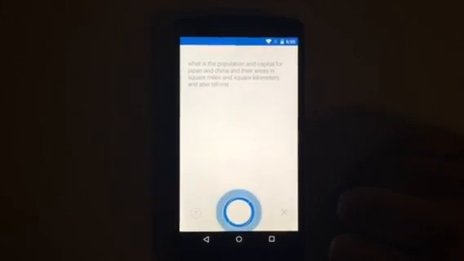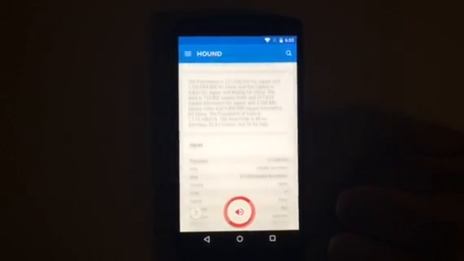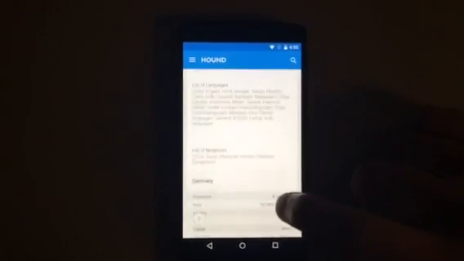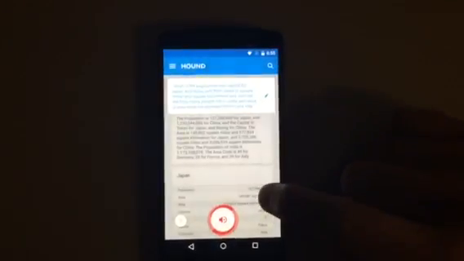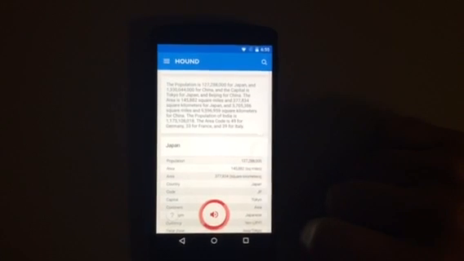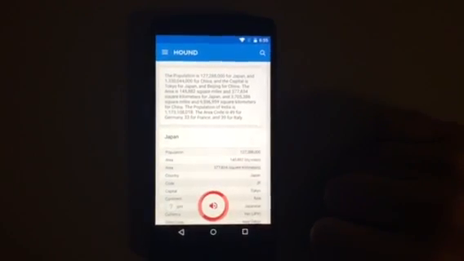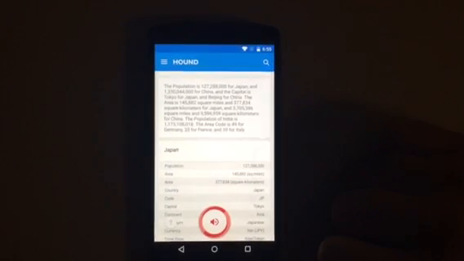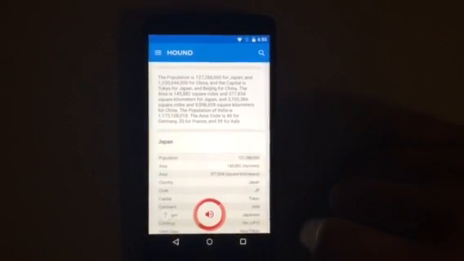kilometers? And also tell me how many people live in India and what is the area code for Germany, France, and Italy? The population is 127,288,000 for Japan and 1,330,044,000 for China, and the capital is Tokyo for Japan and Beijing for China. The area is 145,882 square miles and 377,834 square kilometers for Japan, and 3,705,386 square miles and 9,596,959 square kilometers for China. The population of India is 1,173,108,018. The area code is 49 for Germany, 33 for France, and 39 for Italy.